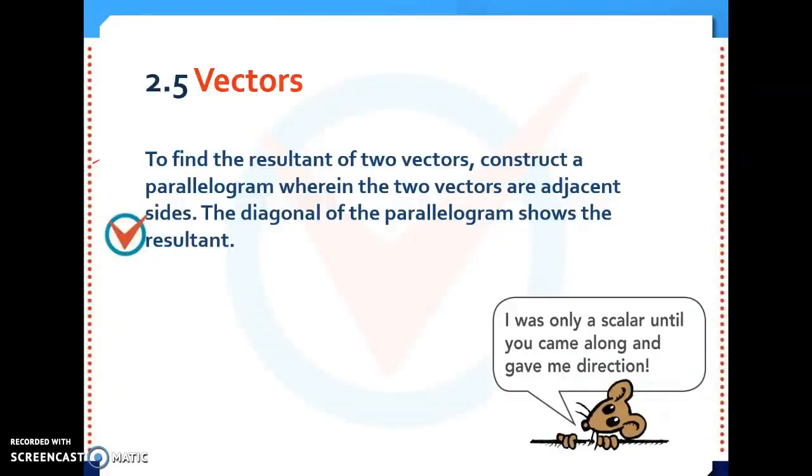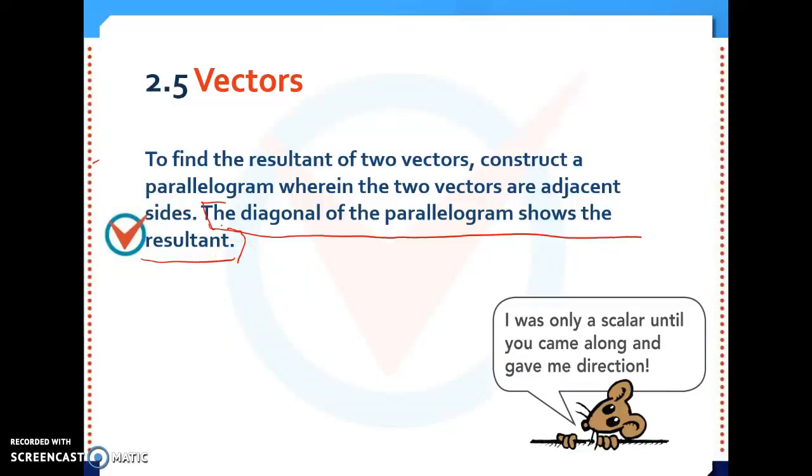Okay, here's where things get complicated. We have vectors. We already talked about vectors. Vectors show magnitude and direction. Okay, this is when we get more complicated. The diagonal of the parallelogram shows the resultant. This is a part that is going to be hard.